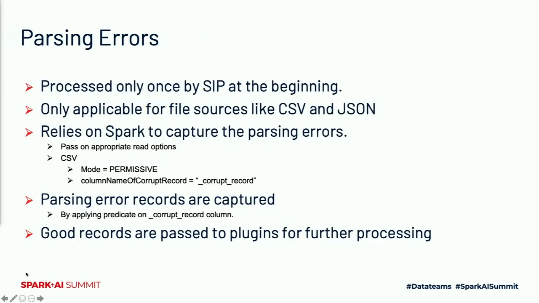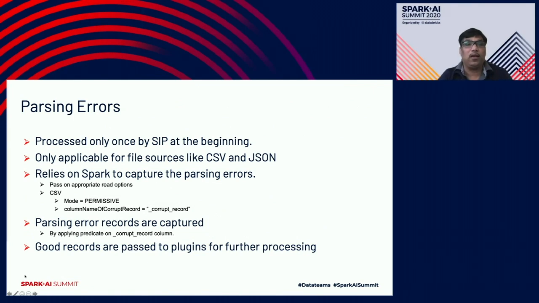So with this background, let's look at each of the errors in detail. First, the parsing errors. So one thing to note here is that the parsing errors are applicable for only text-based formats such as CSV and JSON, and are only processed by SIP at the beginning of the validation process, because we want to get rid of the parsing errors as early in the ingestion process as possible. Here, we completely rely on Spark to detect the parsing errors, as Spark is the compute engine that reads the data. So with that, let's take a look at some of the examples.